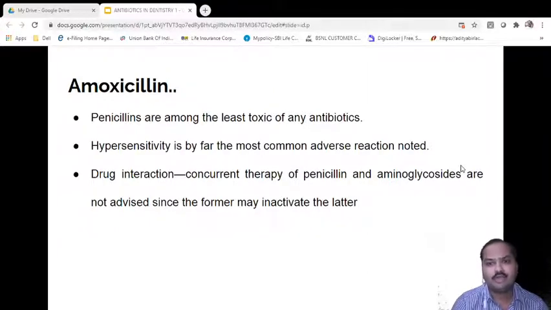Then the broad spectrum penicillins alter the natural bacterial flora of the oral cavity as well as the GIT. They result in superinfection with resistant bacteria, colonization by opportunistic pathogens and fungal infections, or maybe causing pseudomembranous colitis also. Now, the interaction of this drug with others can be seen with aminoglycosides, so they are not advised to be given together.